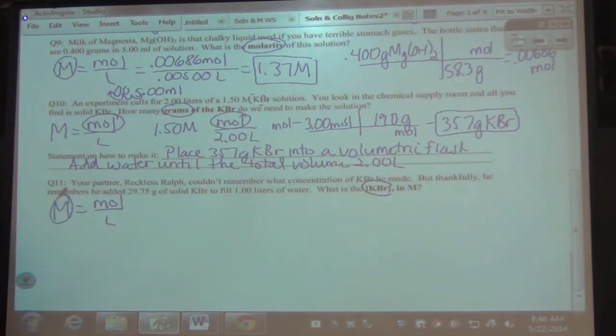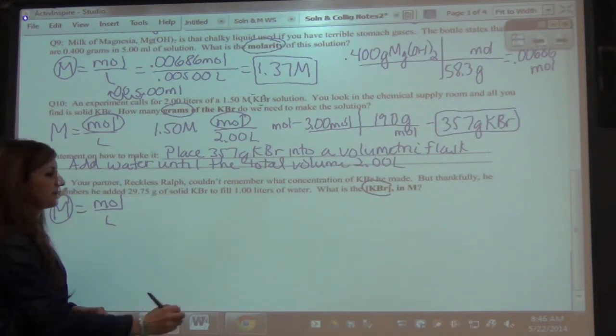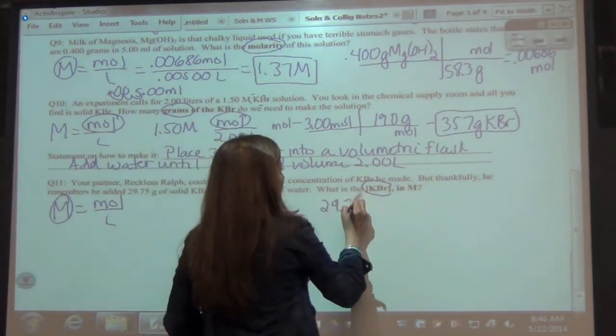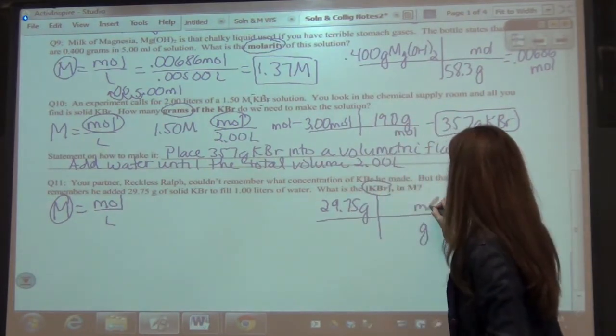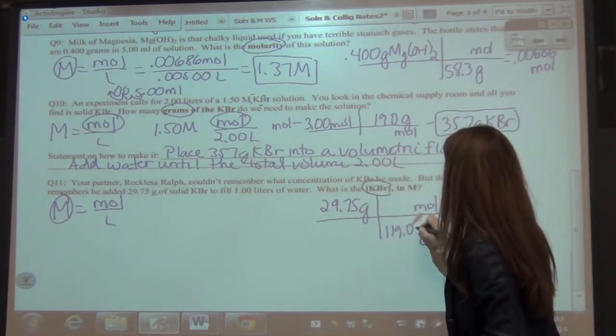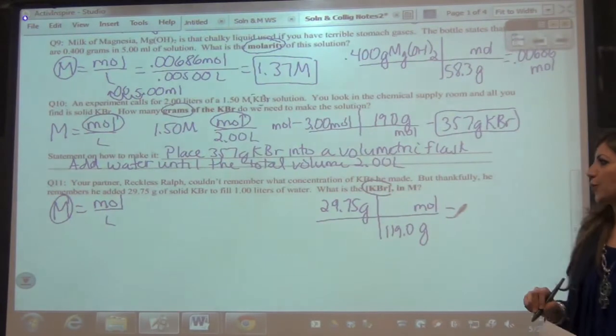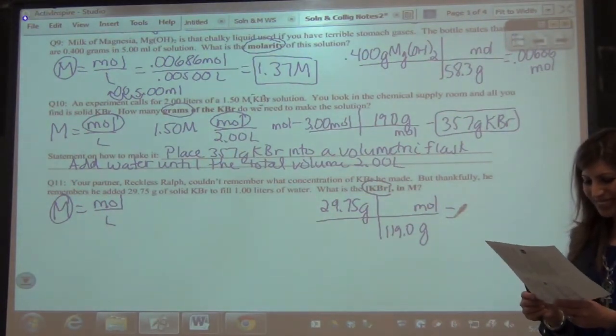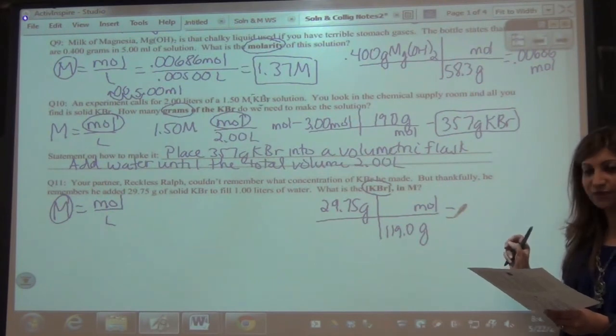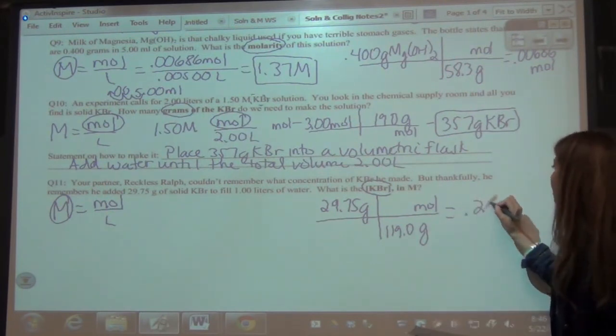Looking for big M. So again, how are we supposed to get the moles? You go from grams to moles. So 29.75 grams of KBr. Again, it was 119.0 grams per mole. So we're going to divide this, 29.75 divided by 119, and we get 0.250. Okay, awesome.